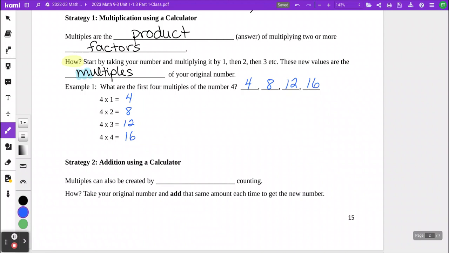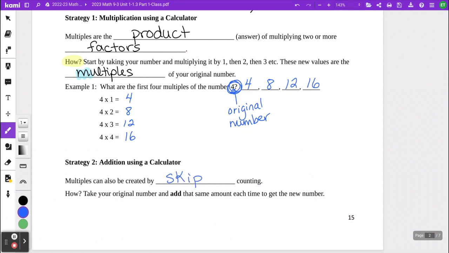So we take our original number, which was 4. You always start with your original number, and you multiply by 1, by 2, by 3, by 4, and keep going with that pattern. Now, we could also use a calculator, or we could find multiples by skip counting.